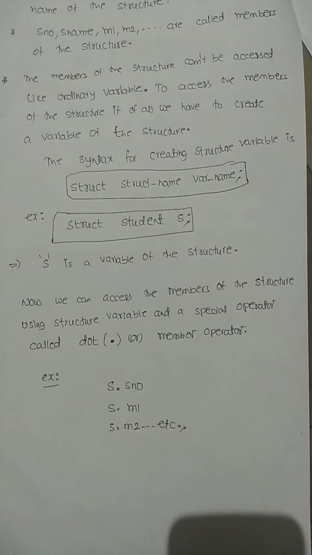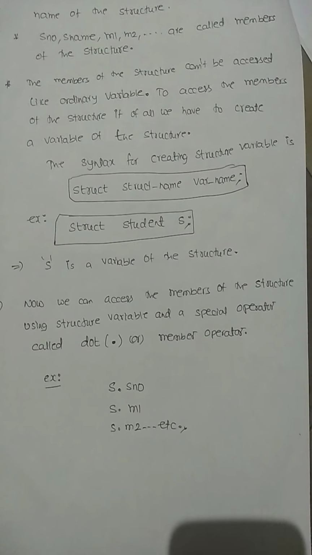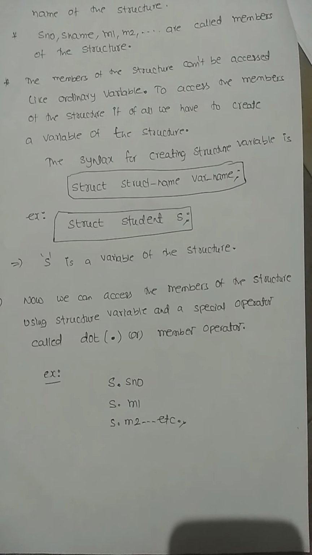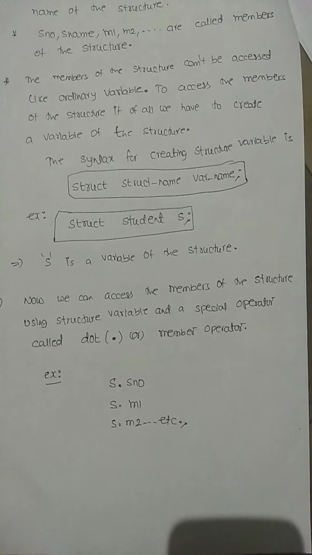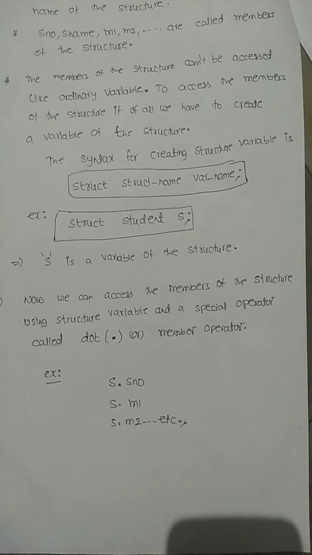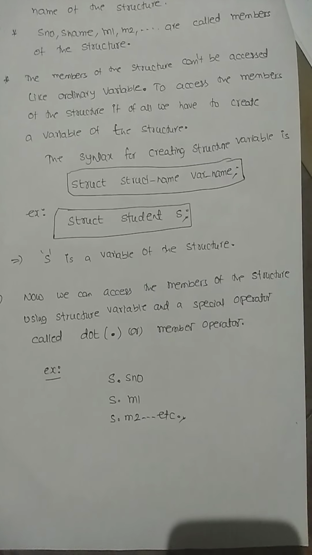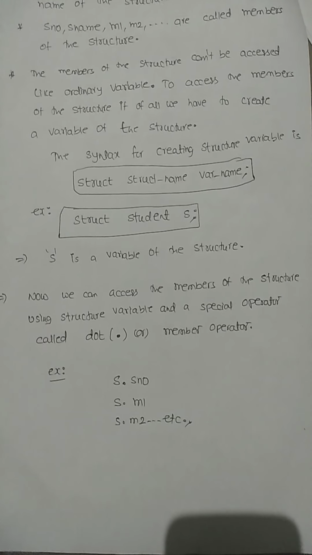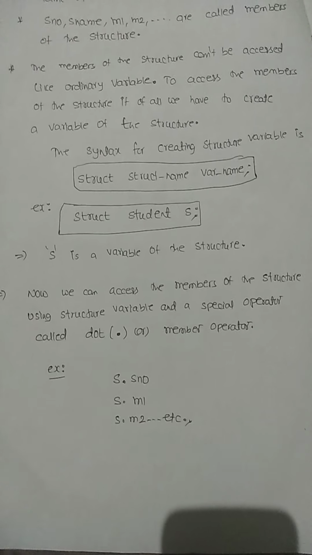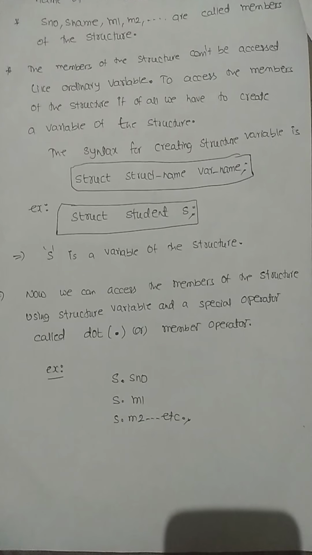To access the members, first of all we have to create a variable for the structure. The syntax is struct, structure name, and after that the variable name. That is the syntax for creating the structure variable. For example, struct student s, a variable of structure student. Using this structure variable and a special operator called dot, or member operator, we are going to access the members of the structure.